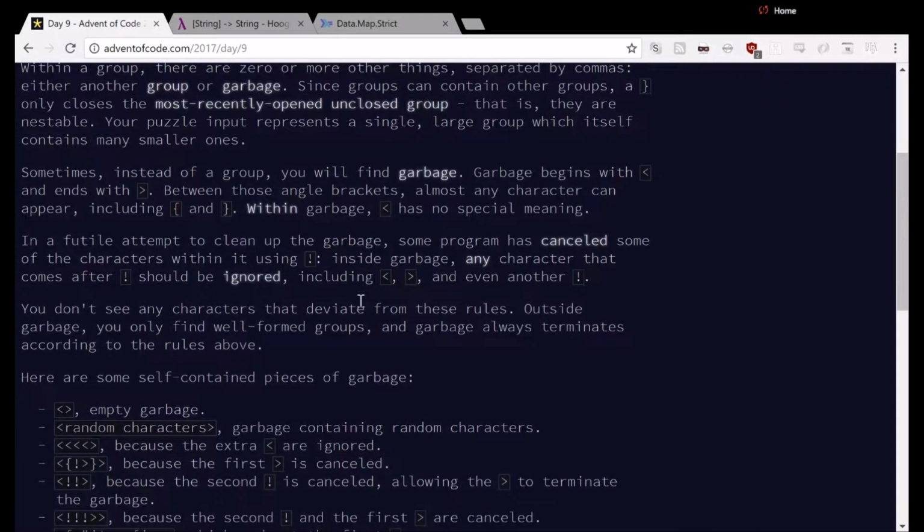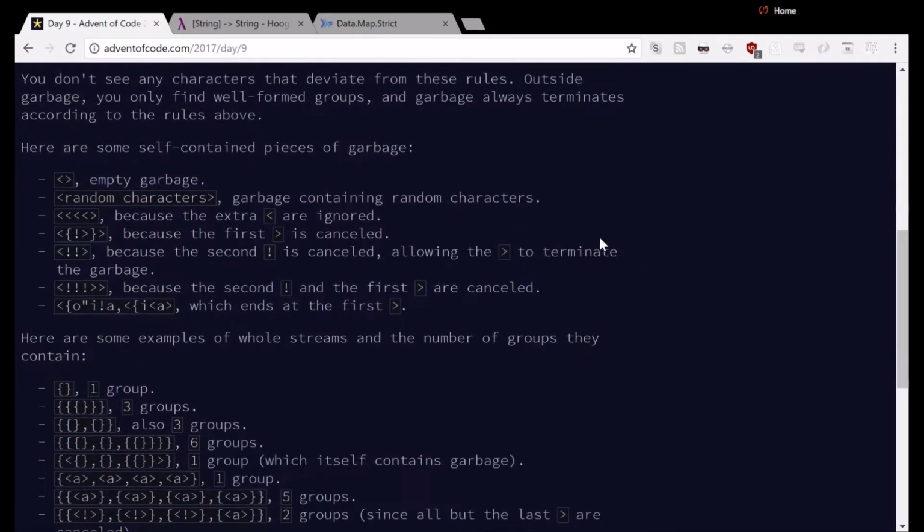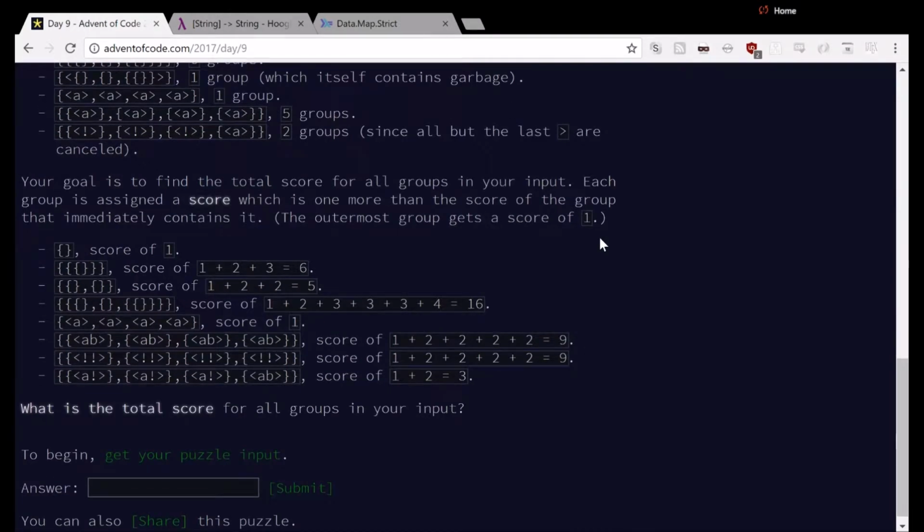Some program has, this is like an XML CDATA parsing kind of thing. Some program has canceled some of the characters. Any character, so exclamation point causes you to ignore a character. So what is it we're trying to do? Find a score. Each group is assigned a score. Okay, got it. So the outermost group gets a score of 1. Okay, interesting.